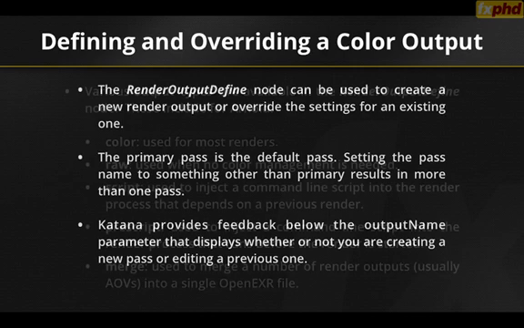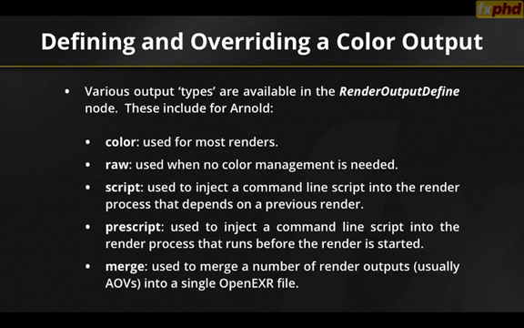Now various output types are available in the render output define nodes, and for Arnold these are color, raw, script, prescript and merge. You can see from the definitions here what's happening with those. Now the most useful one is usually color, which is for most renders, or merge, which enables you to take all of your render passes and put them into a single OpenEXR file. You also have the ability to run scripts before or after the render command is done, or you can just output a raw image, which obviously is no color management.